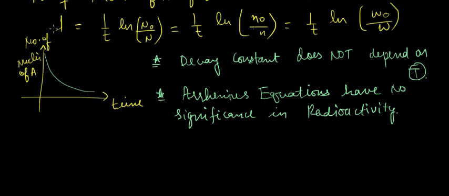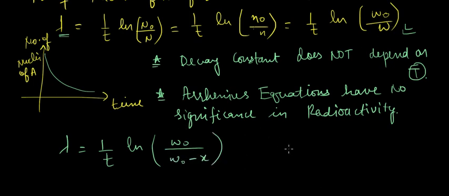So we can also write from here that lambda would be equal to 1 upon t ln W naught upon W. Here W is W naught minus X, where X is the amount which has already disintegrated or decayed, and the living amount would be W naught minus X. So just putting the value of W as W naught minus X in this equation.